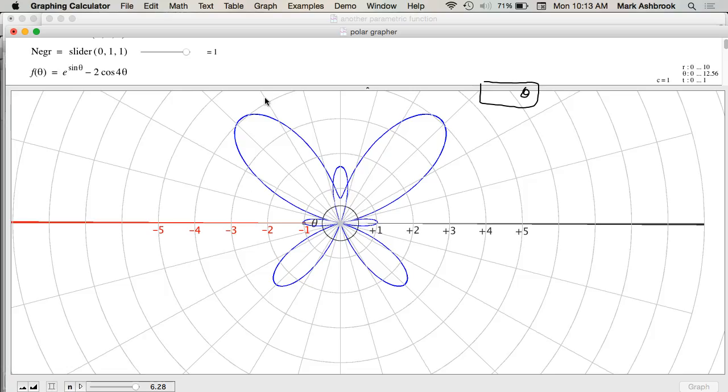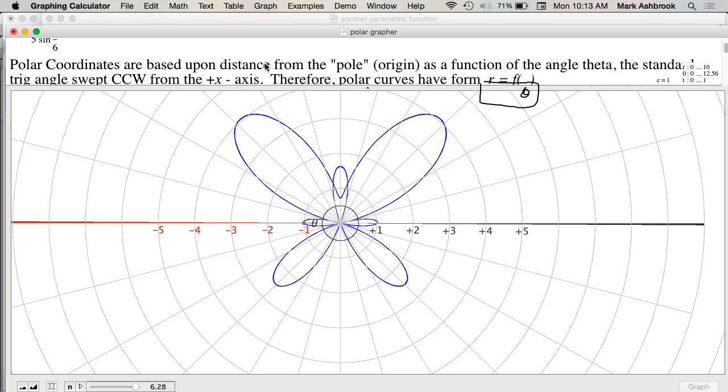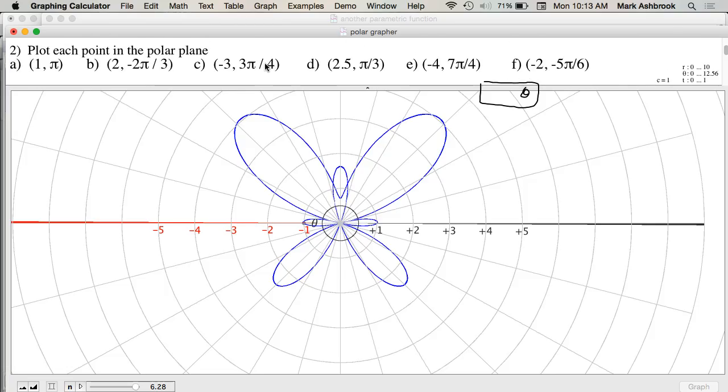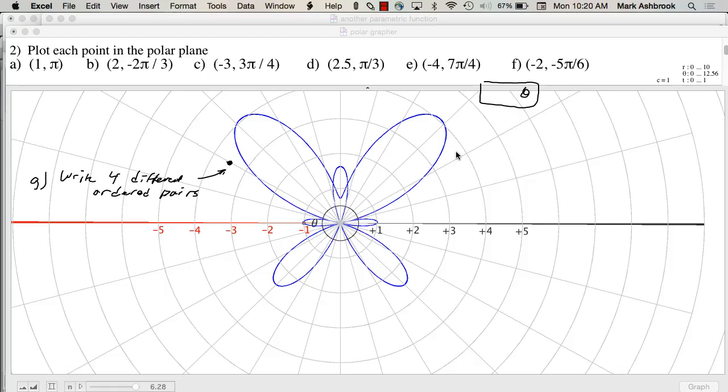Okay? All right, so you are working on points in the polar plane. You're going to use the sheet that I gave you, but label the point. So after you find the point, then label it, so if you look at it later, you know. Requests A through F. Okay, so F is both a negative angle and a negative r.